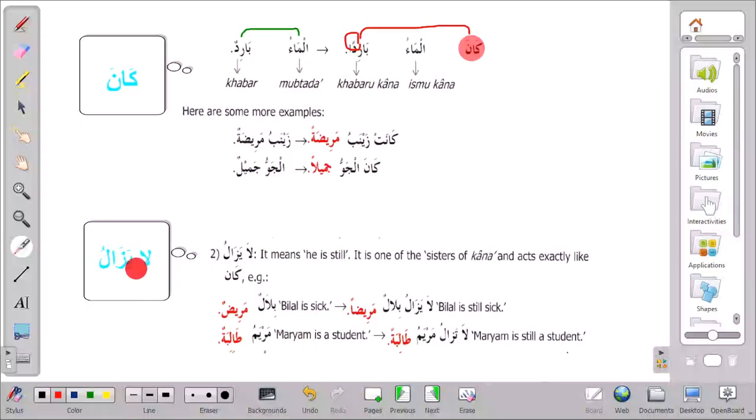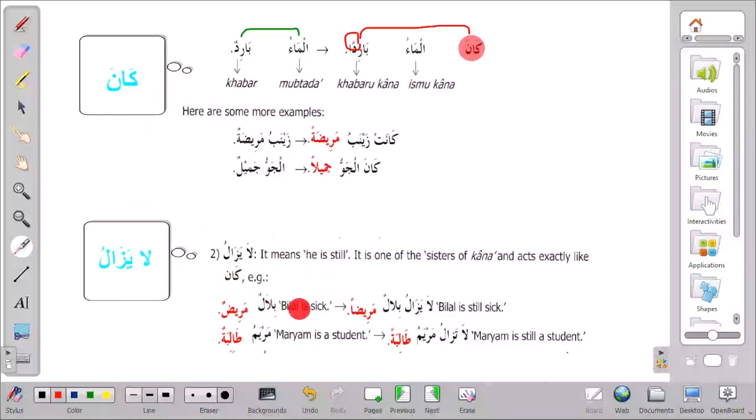Okay, but zal, as I said, means depreciation of something or something running out. So la yazalu means he is still. Okay, it is feminine, it is masculine. La yazalu, it is he is still. And as I said, it is from the Kana wa akhawatuha. It is from the sisters of Kana.